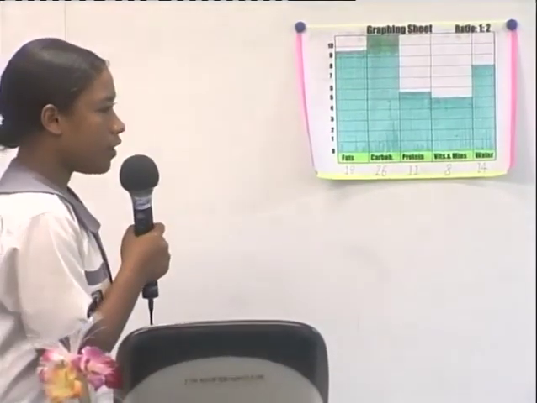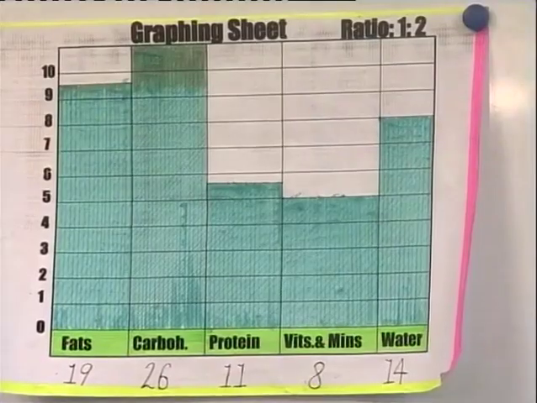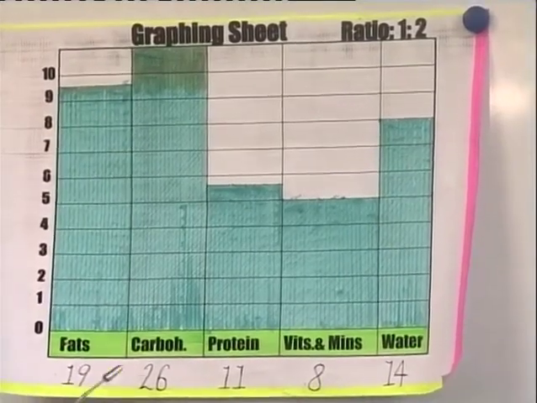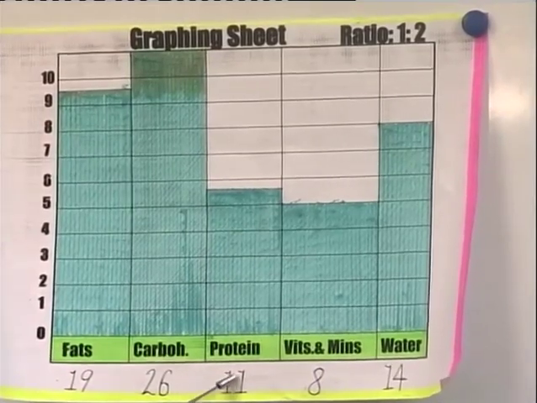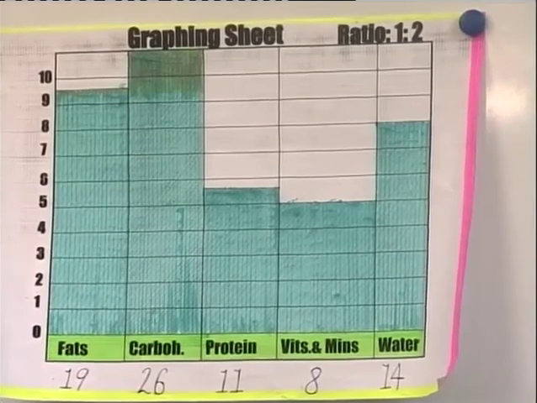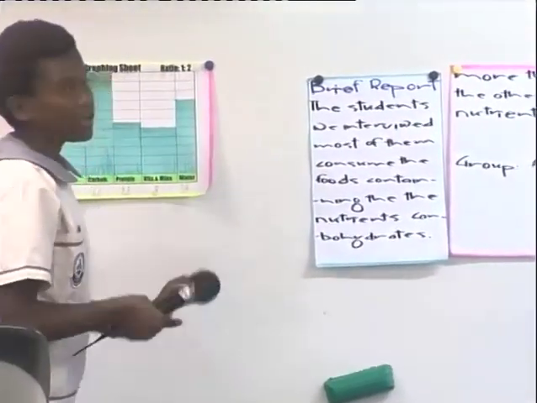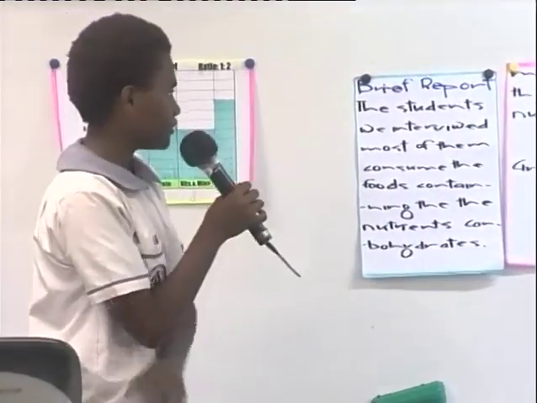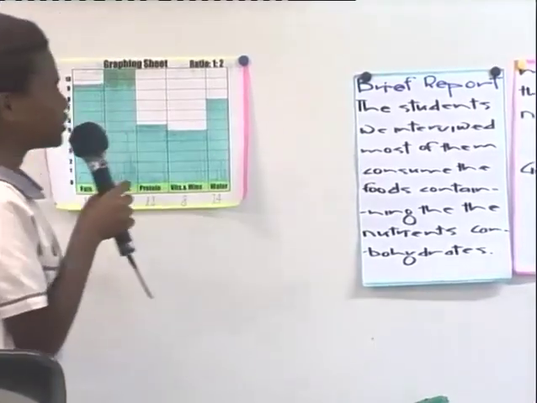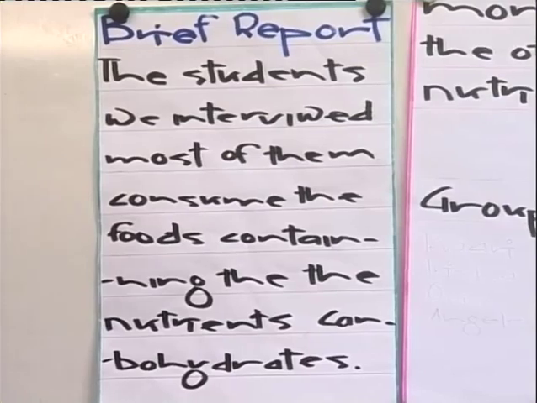This graph is showing the amount of nutrients consumed by the students we interviewed. Fats 19, carbohydrates 26, protein 11, vitamins and minerals 8, and water 14. Thank you. The next one quickly. The students we interviewed, most of them consume food containing the nutrient carbohydrates more than the other nutrients. Good, thank you.